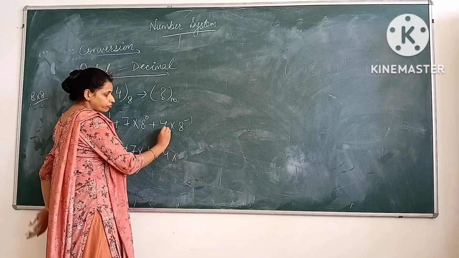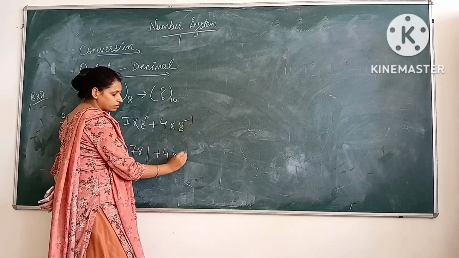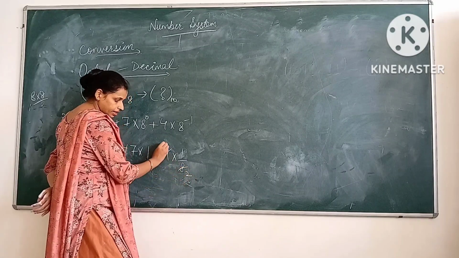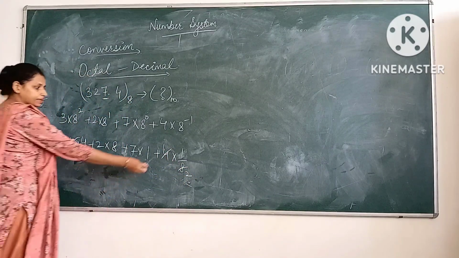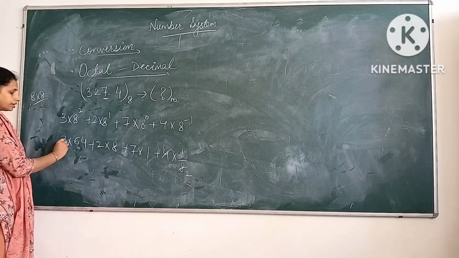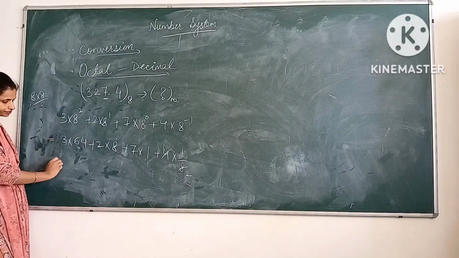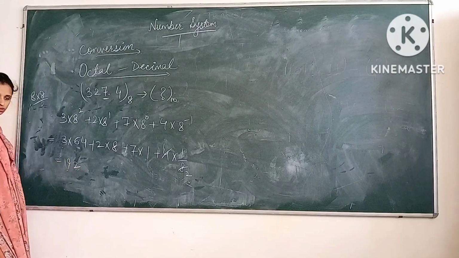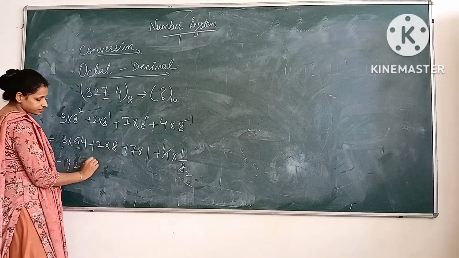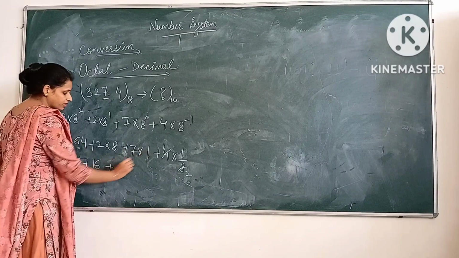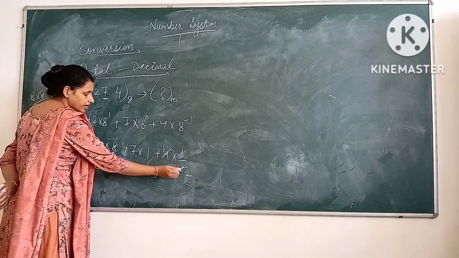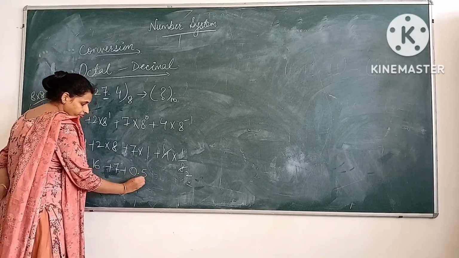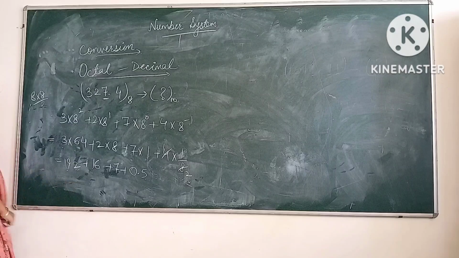Then 4 into 8 raised to power minus 1 means 1 by 8. So 4 2s are 8. That means 1 by 2. Now 3 into 64 is 192. Plus 2 8s, 16. 7 into 1, 7. Plus 1 into 1 by 2 is 1 by 2, that is 0.5. Now add.